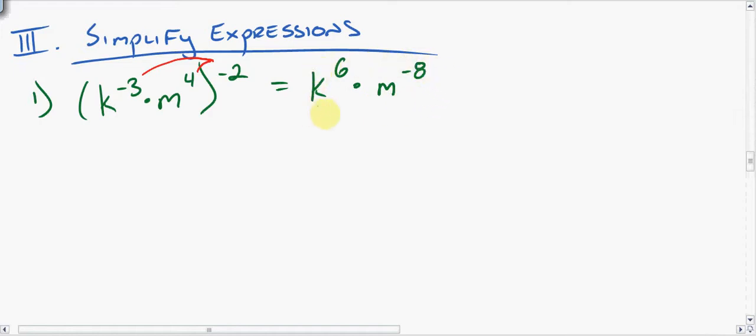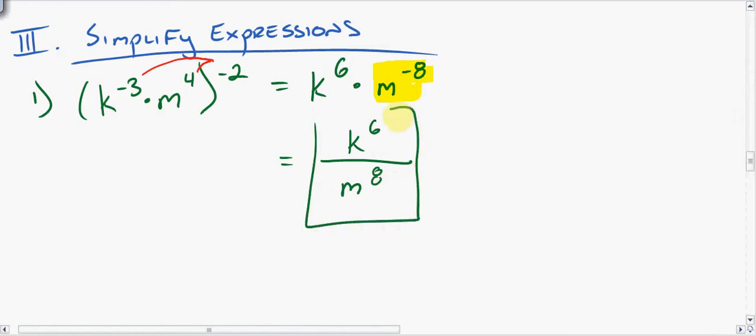My answer is never simplified if I have an exponent that's negative. So only this part is negative though. The k has a positive exponent, so the k doesn't need to move. The only thing that needs to move is this m. So the k to the 6th power stays in the numerator. To make this a positive 8, I'm going to grab this m, bring it down to the denominator, and then negative 8 changes to a positive 8. And then I'm done. There's nothing more I can do because the two bases are different, so I can't combine those exponents.